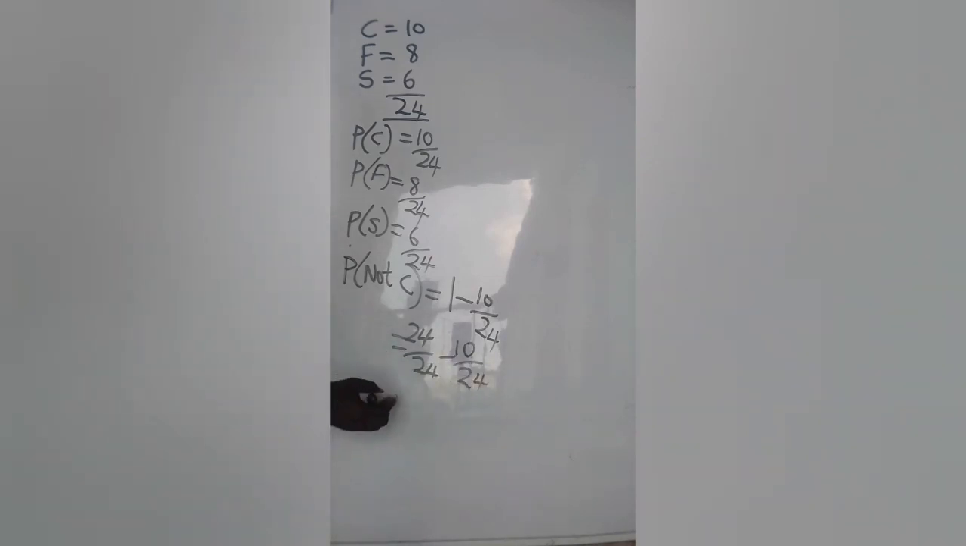The probability that it is not a Coca-Cola bottle is 1 minus the probability of Coca-Cola, which is 10 over 24. So 24 over 24 minus 10 over 24 gives us 14 over 24. And when reduced to lowest terms, we get 7 over 12.